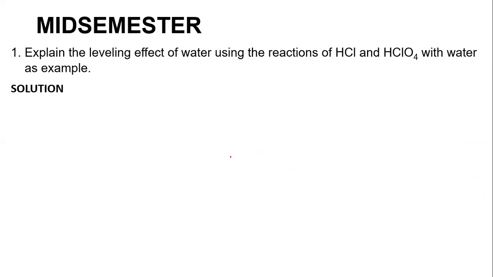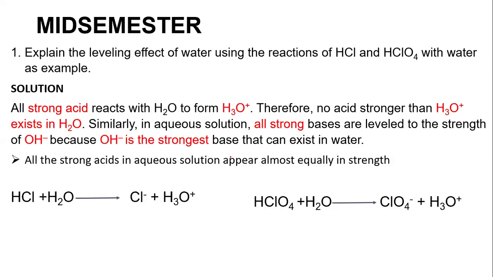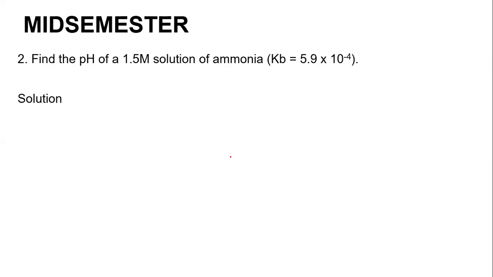Now the leveling effect has already been explained. When you add every strong acid to water, it reacts to give you hydronium ion, and hydronium ion is the strongest acid that can exist in water. If you add any strong base to water, it would give you hydroxide ion, and hydroxide ion is the strongest base that can exist in water. So all strong acids are leveled to hydronium ion. All strong bases are leveled to hydroxide ions. Very simple, right? That's the equation to explain.